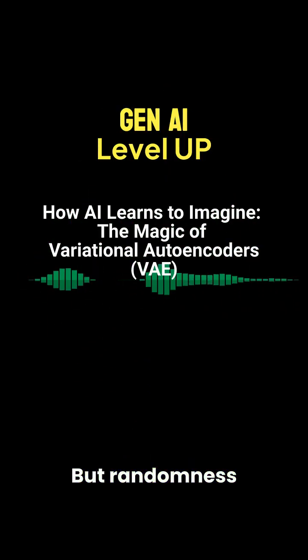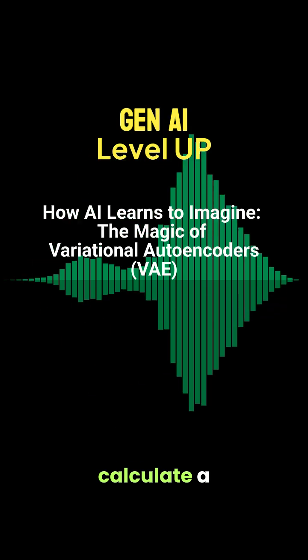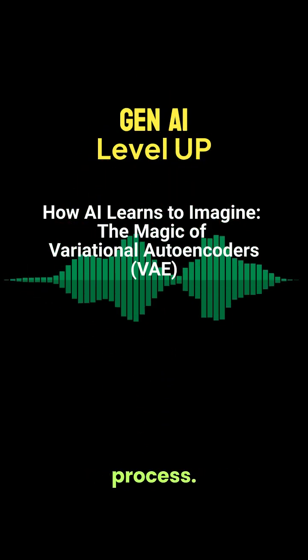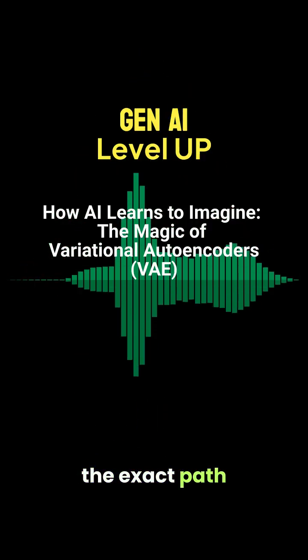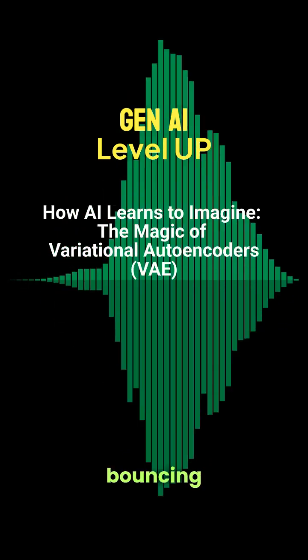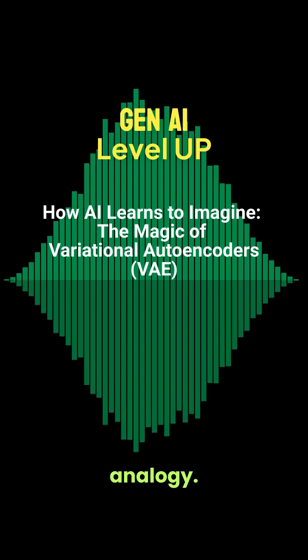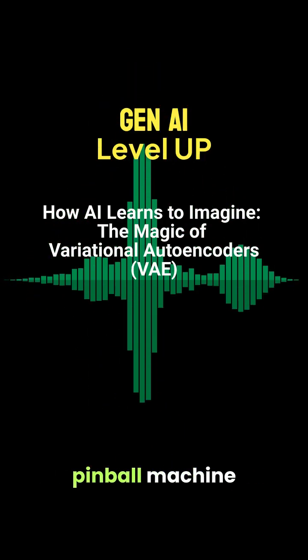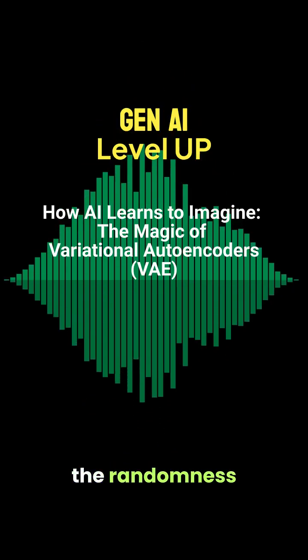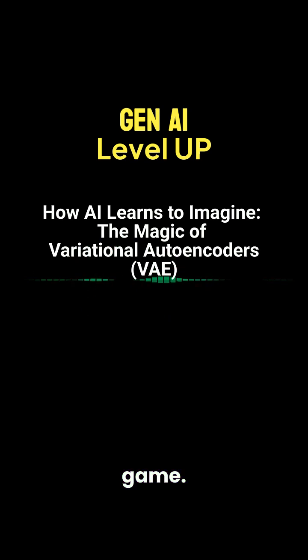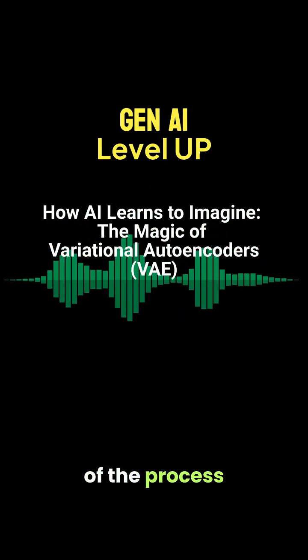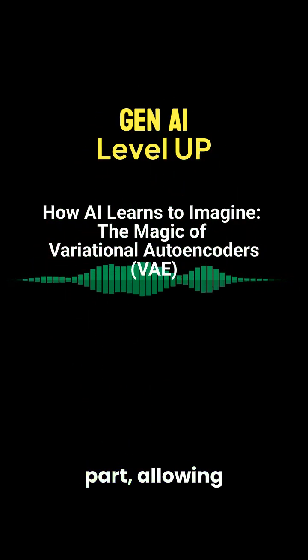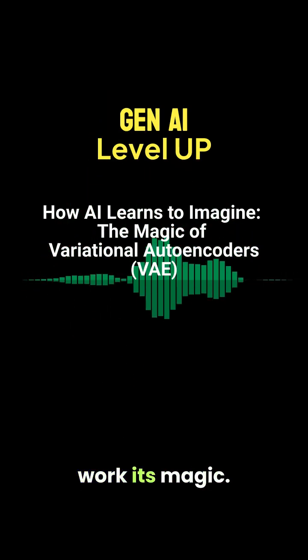But randomness can mess that up. You can't easily calculate a gradient through a random sampling process. It's like trying to figure out the exact path a pinball took when it's bouncing all over the machine. That's a great analogy, and that's where the reparameterization trick comes in. It's a bit like rearranging the pinball machine so that some of the randomness happens outside the main game. We separate out the random part of the process from the deterministic part, allowing backpropagation to work its magic.